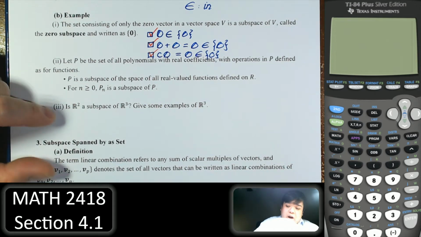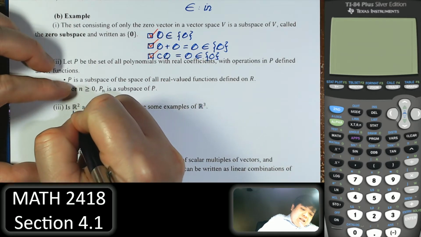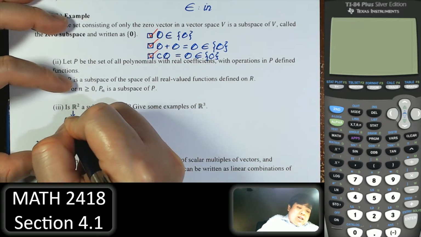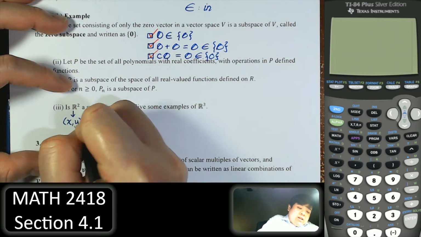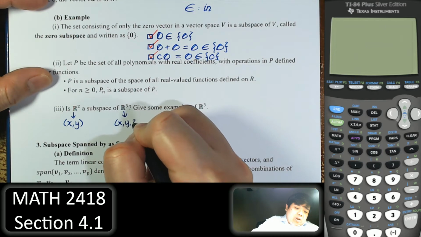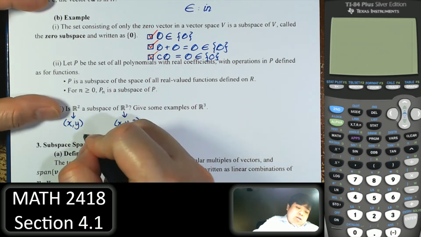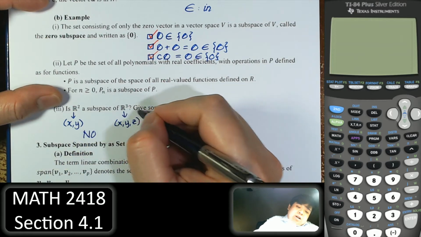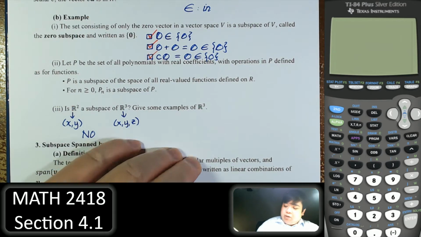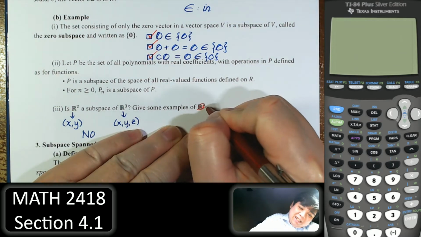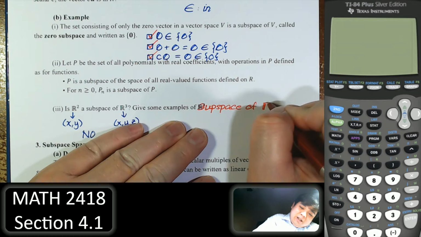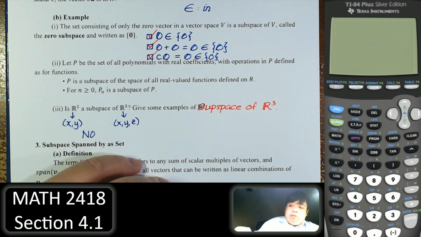The answer is no. R2 will be the set of 2-dimensional vectors, or we can just say we have x and y, could be anything, whereas R3 is x, y, and z, 3 components. So it cannot be a subspace of the other. So the first part is no. The next part is, can we give some examples of subspaces of R3? Now, here are some examples of subspaces of R3.